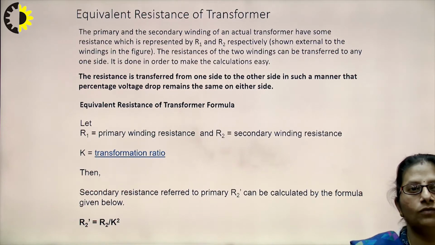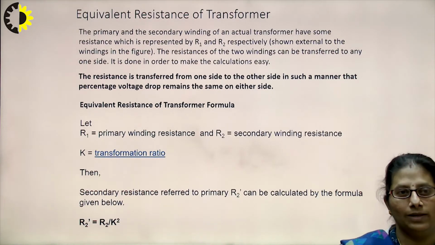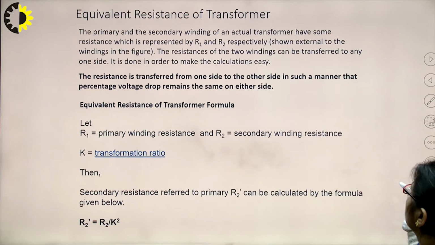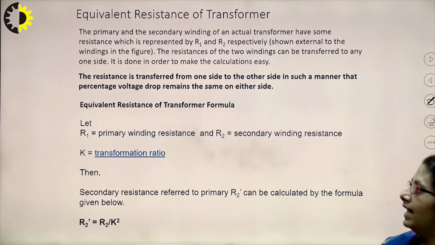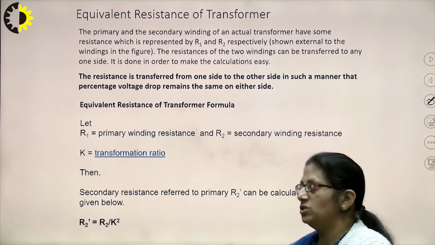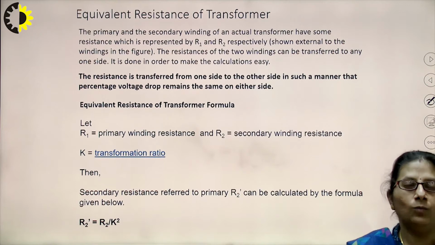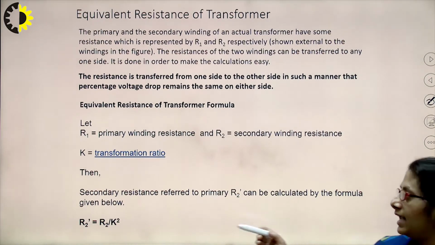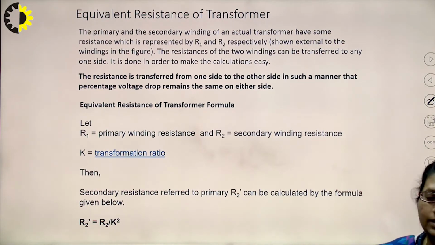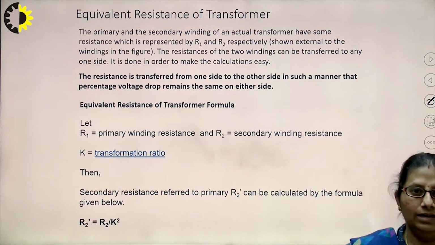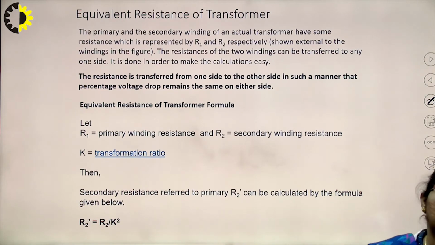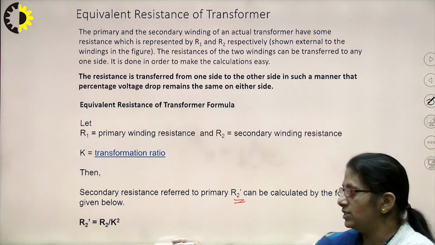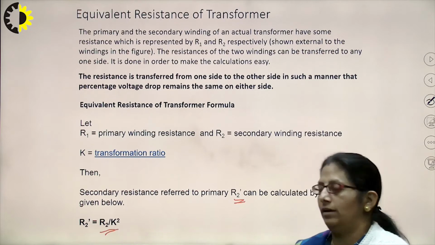So, the equivalent resistance of the transformer: R1 is the primary winding resistance, and R2 is the secondary winding resistance. K is the transformation ratio, given by N2 by N1, V2 by V1, E2 by E1, or in terms of current, I1 by I2. The primary resistance remains the same, but the secondary resistance referred to the primary changes to R2 dash, calculated as R2 dash equals R2 by K square.